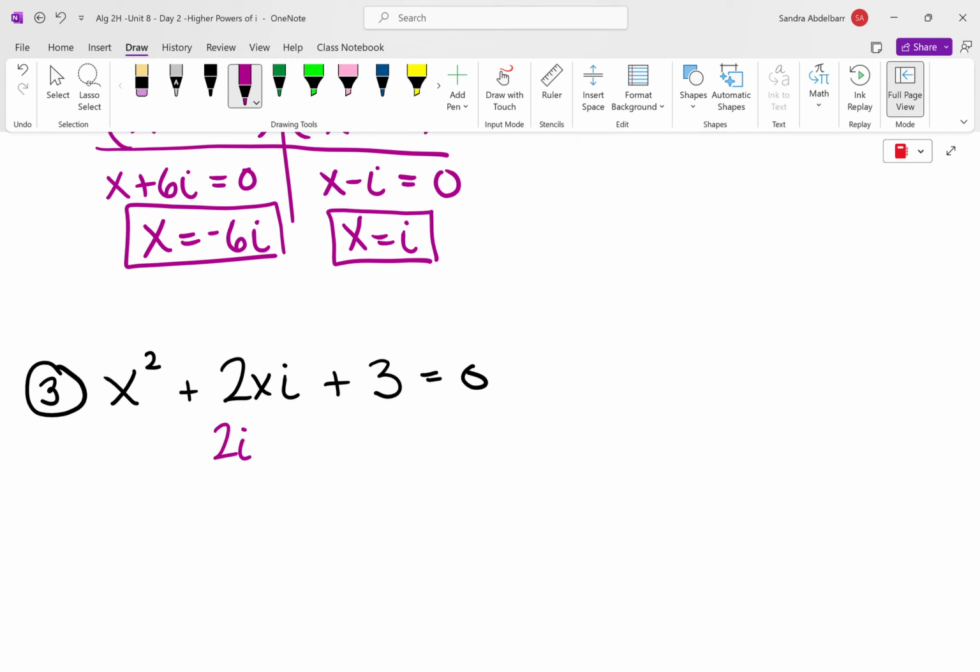All right, so for number 3, can I change that middle term into 2ix if we wanted to? Sure, if that makes it look better for you, then you can do that.